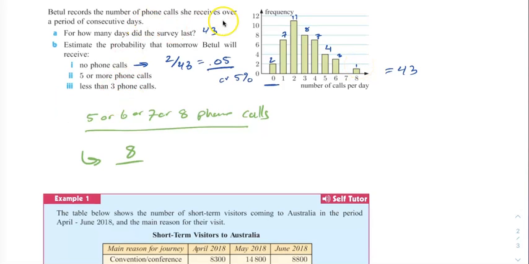And then we're going to divide it by the total number of days the survey lasted, which was 43. And then we could divide those two to get the probability, which would be about 0.19 or 19% if you wanted to go that way. So that's how many days she got 5 or more phone calls.